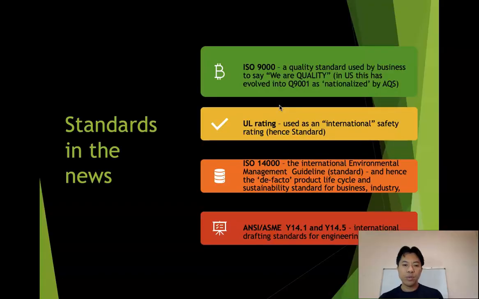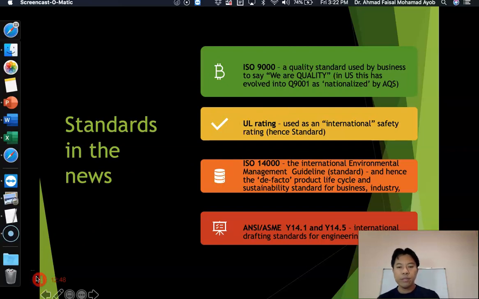Standards in the news: probably you have heard of a lot of available standards. ISO 9000 is basically a quality standard used by businesses to say that we are quality. In the US, it has evolved into Q9001 as nationalized by ASQ. And also you have the UL rating, which is basically the Underwriters Laboratories rating. It is used as an international safety rating, hence we call it a standard.